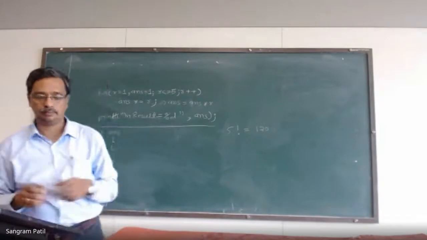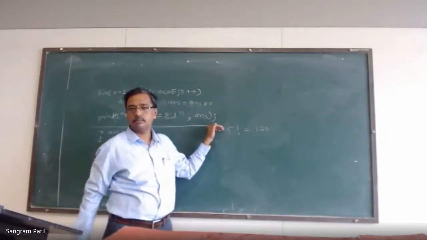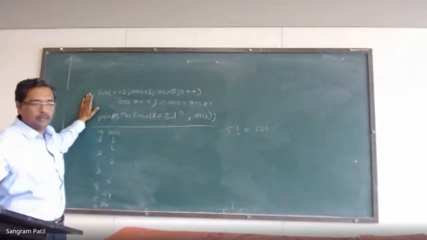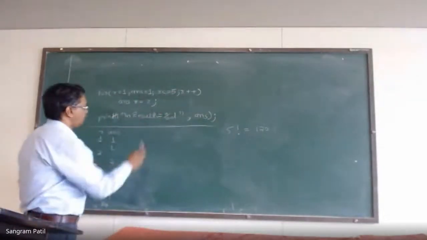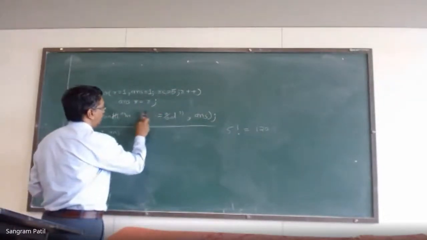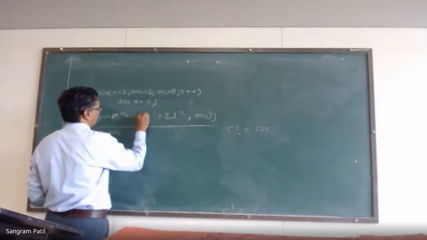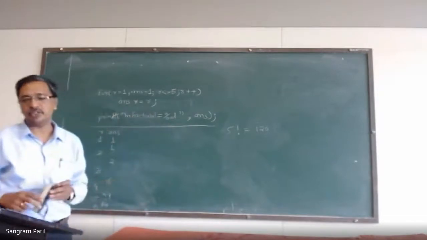Agreed? So this program gives you 5 factorial. So instead of result now, I will give here factorial equal to percentage d, the answer.